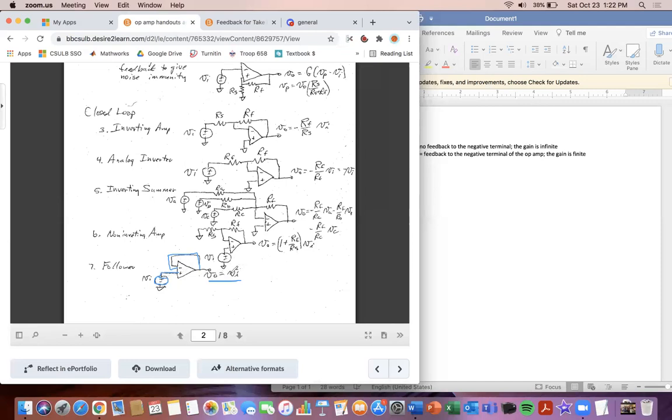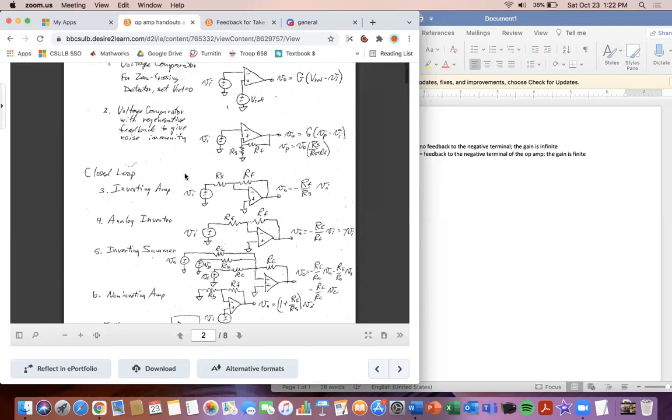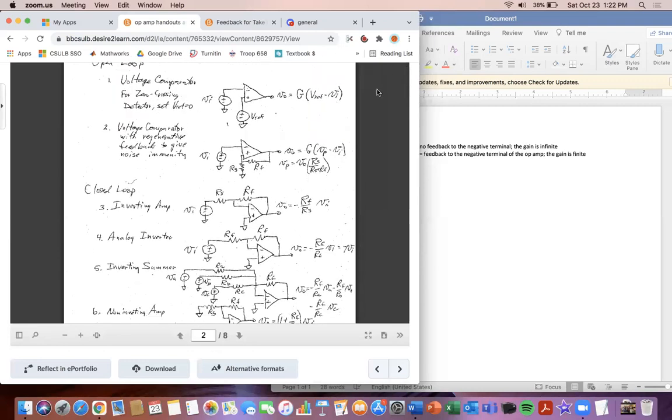So that's why there's no negative sign here. And so those are all the basic ones you need to know. And if you want to derive one of them, I'll just do the actual inverting amp one because that one's probably our best one. And then you can derive the others from it because he might ask you a question on that.